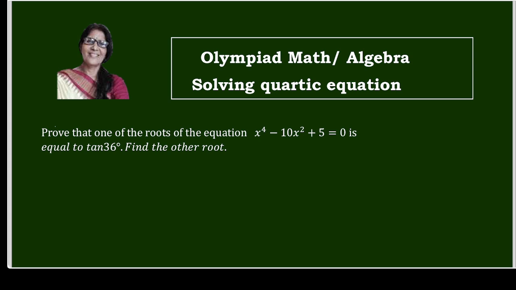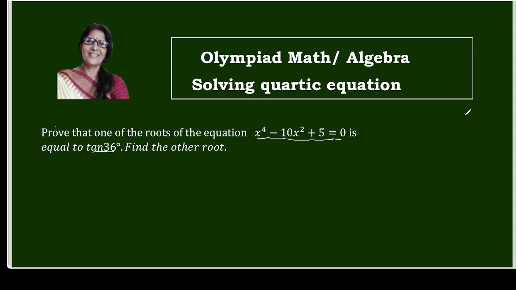Today I have taken one question to solve a quartic equation, but the question has a link with trigonometry. So let's begin. The question is: prove that one of the roots of the equation x to the power 4 minus 10x square plus 5 is 0 is equal to tan 36. That means one of the roots of this equation is tan 36. You have to prove that, and you also have to find the other root.